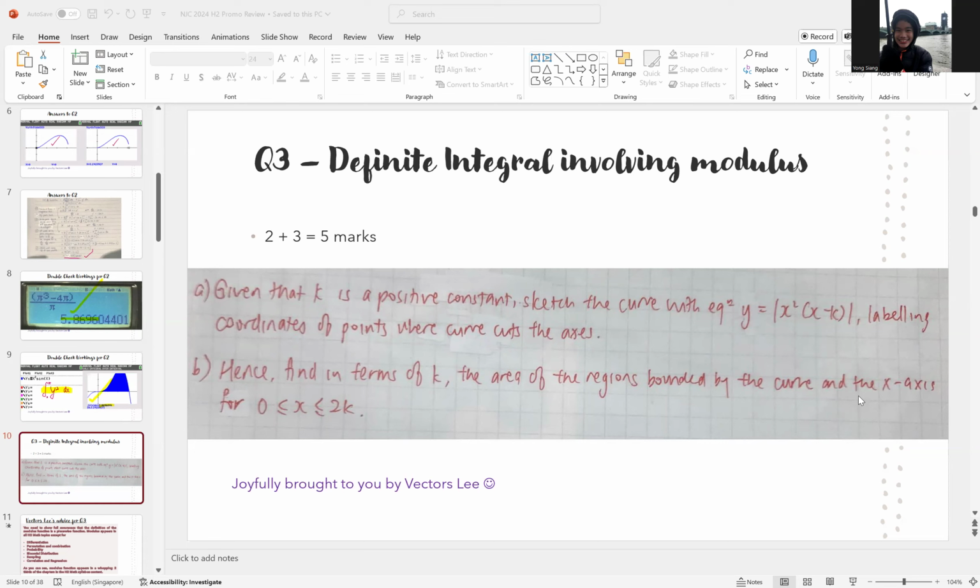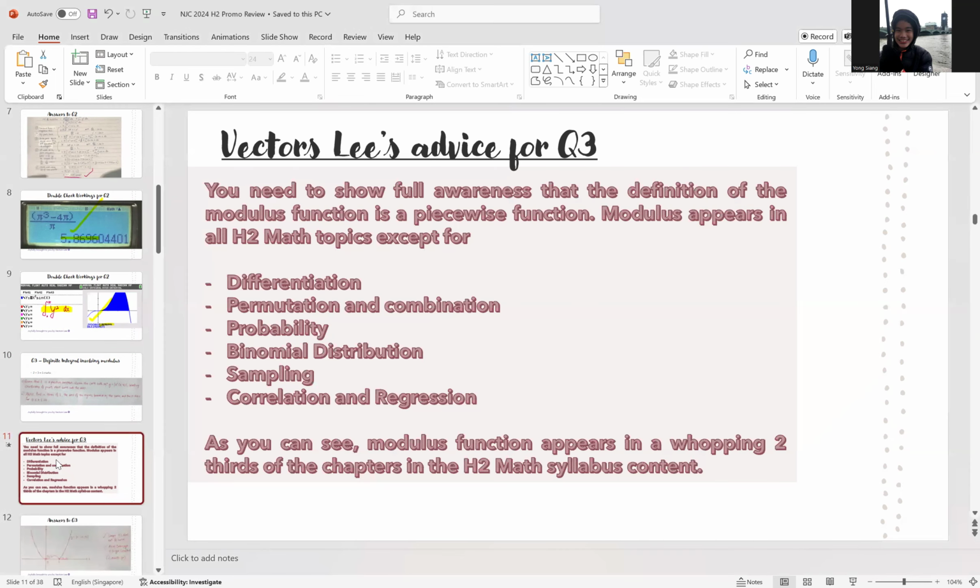I need to talk a bit about modulus functions. When you're talking about modulus functions, I would like to alert you that you need to show your full awareness, and the marker wants to know that you are aware that the definition of a modulus is a piecewise function. Why is the definition of modulus a piecewise function? Because the modulus function has two rules. You know a function has a rule and a domain. The modulus function has two rules based on the domain, whether it is more than or equal to 0 or less than 0.